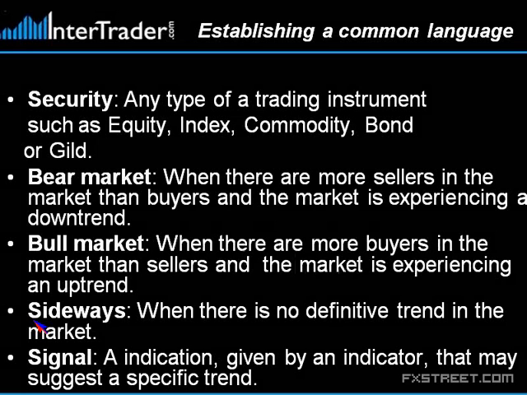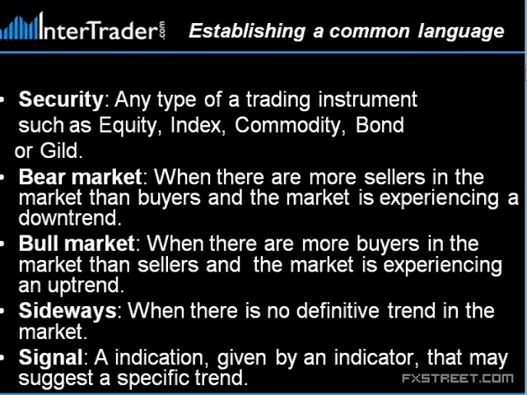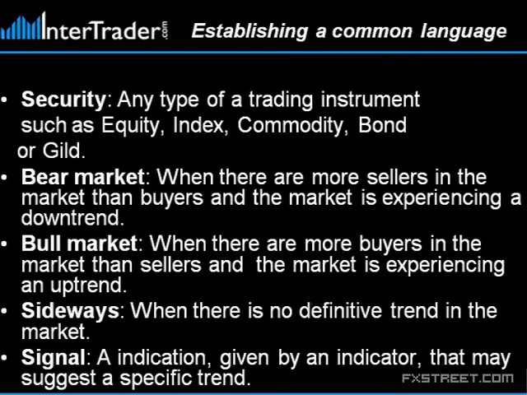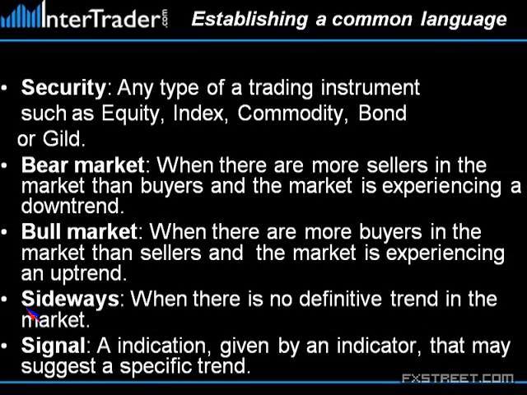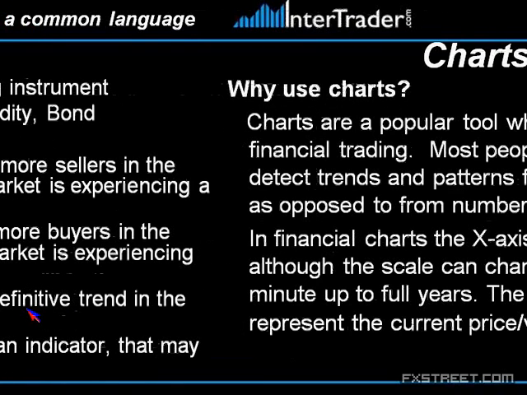Then we have a sideways market, and that's really when there's no definitive trend in the market. We do see that from time to time in quiet periods, where there's a level of support and resistance and we move in a wave fashion. Our next thing to look at is a signal, an indication given by a specific indicator that might suggest a specific type of trend.